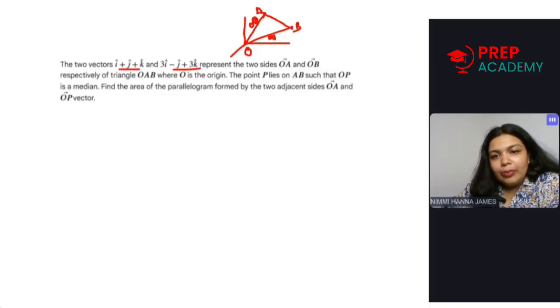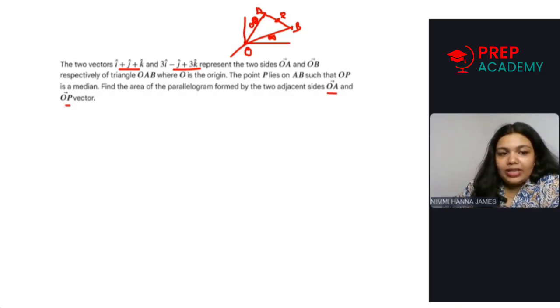The point P lies on AB such that OP is a median. Median means P cuts the line AB into two equal sides. Okay, so it is the middle point. So P is the middle point of AB. We want to find the area of parallelogram formed by two adjacent sides OA and OP vector. So we want to find the parallelogram with OA, OP vector as adjacent sides. Okay. So we have OA, but we don't have OP. We want to find this OP. So how do we find that?